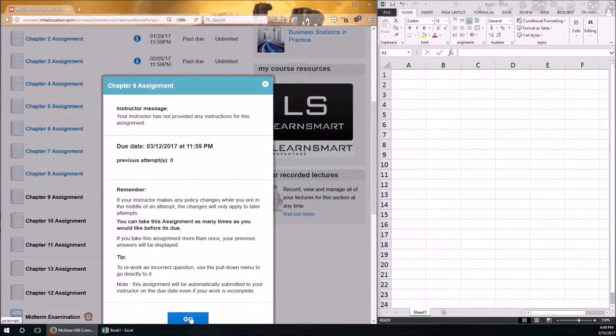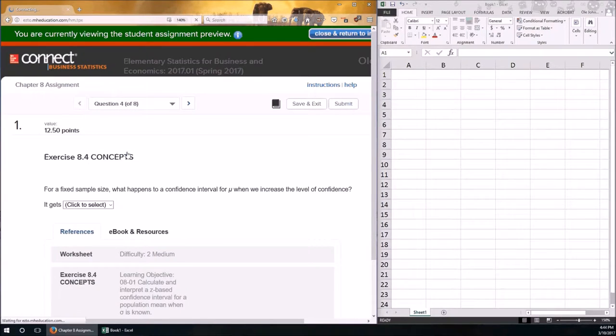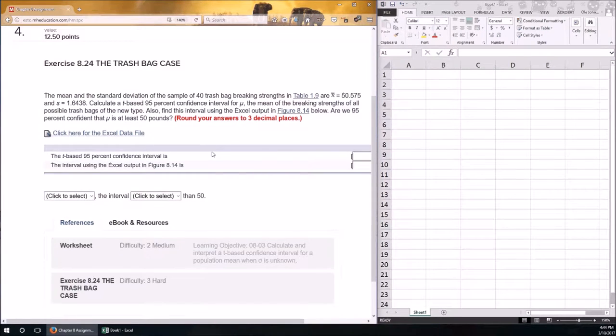It's going to be problem number 4. I chose that one because it's for the t-based confidence intervals. Now the formula for the t-based confidence interval is given on page 358 in your textbook, 358. Please compare that formula with the formula for the z-based confidence interval, which is on page 353.